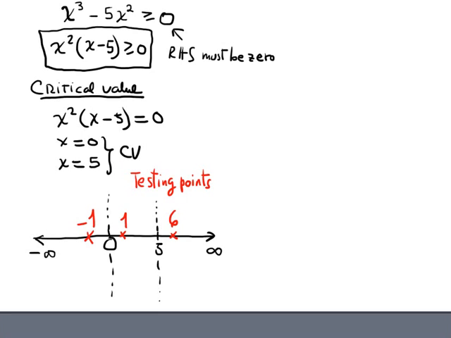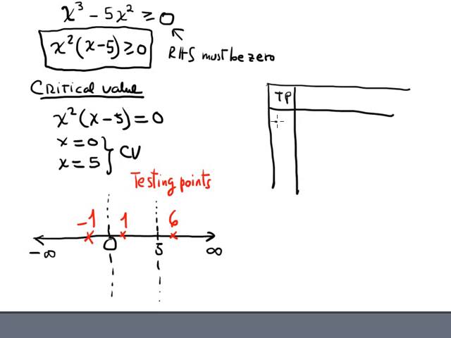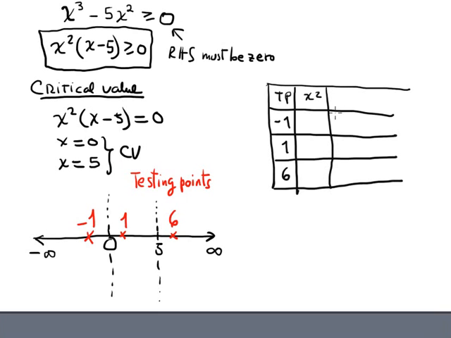Okay, and when you have that, you make the famous chart. In the chart, we have the different testing points: for example, -1, +1, and +6. And the factors that we have in our problem are x squared and x minus 5, and we include an extra column, which is the total sign.